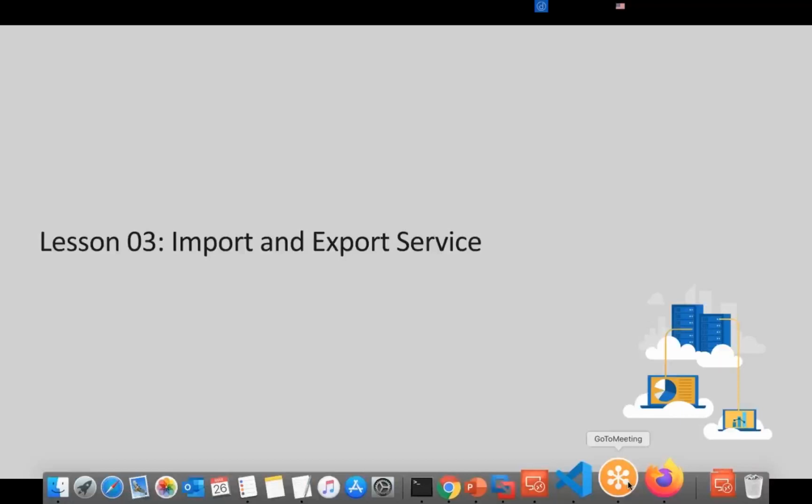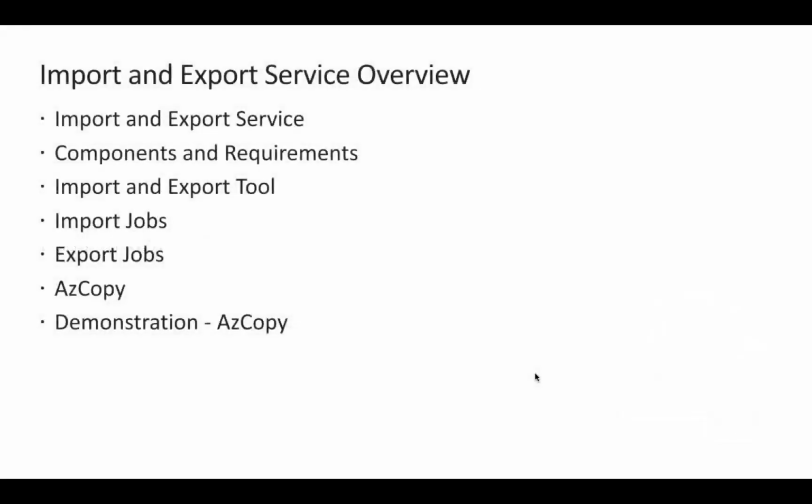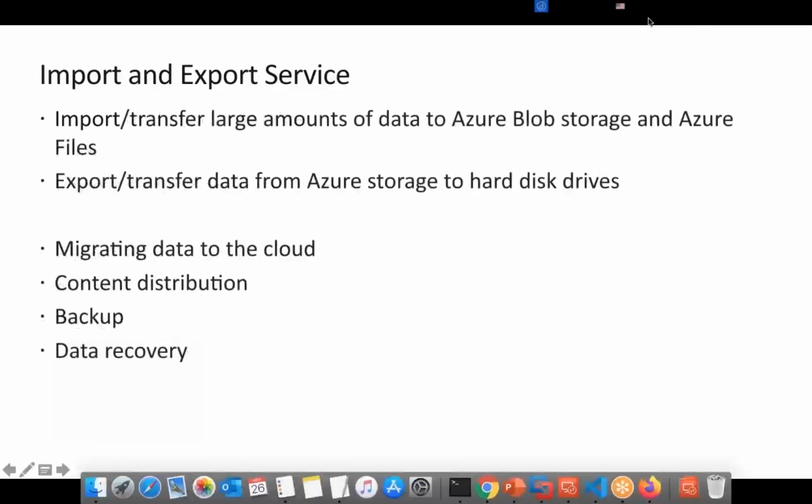So sync service is different. Now, when it comes to the import and export service, you've got something to be done. You can use it for lift and shift again. So like the file sync service, we can also use the import and export service. Using import, you can transfer a large amount of data to Azure Blob storage or Azure Files. And using export, you can get the data from Azure storage to a hard disk drive.